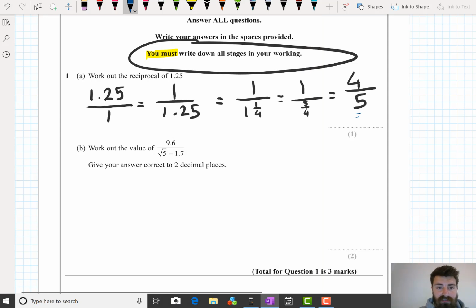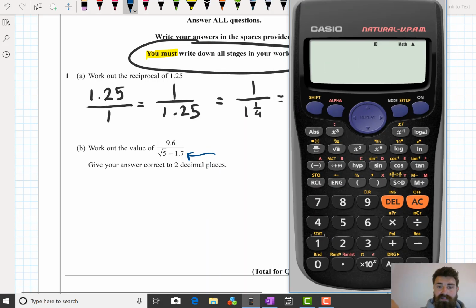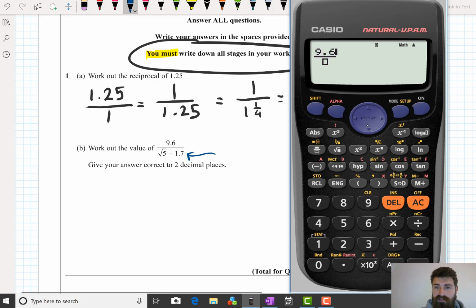Work out the value of 9.6 divided by the square root of 5, subtract 1.7. Be very careful. I can already spot the mistake people make here. They will not exclude the square root there. They will include the subtract 1.7 within that, and you can see that's definitely not there. So definitely do not do that. So easy 2 marks. First things first, 9.6 divided by the square root of 5. Press right on the calculator to move out of the square root. Subtract 1.7.